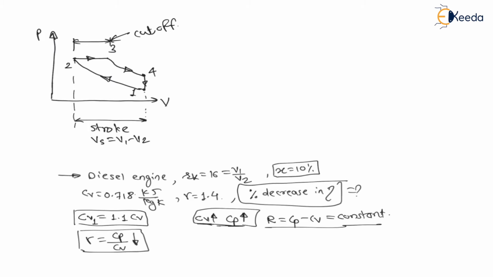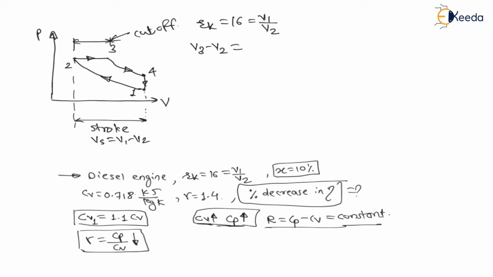Now what is given in the question? Compression ratio. Compression ratio is nothing but 16, which is nothing but volume at the start of compression V1 divided by volume at the end of compression V2. This is given, and they have mentioned that the cutoff takes place at 10% of stroke. That means cutoff is nothing but V3 minus V2.